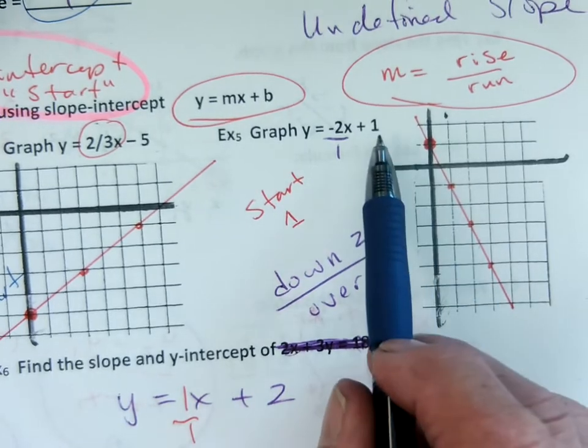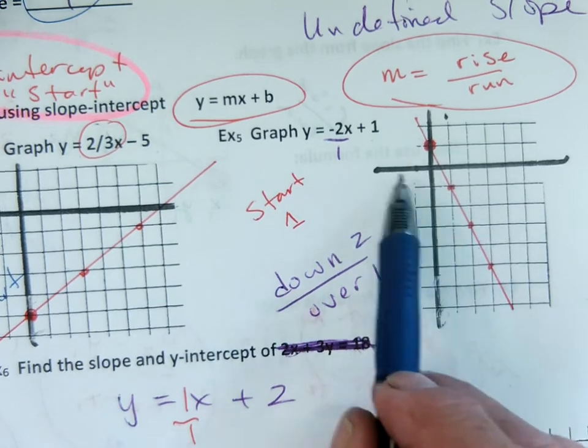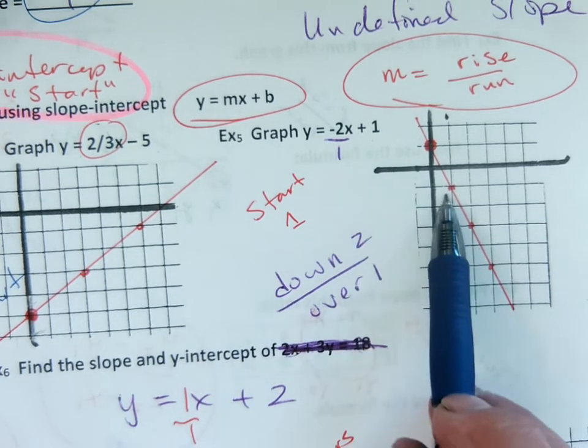Example 3, start at +1. That's my start. And I went down 2 over 1. Has to have a 1 here. Down 2 over 1.